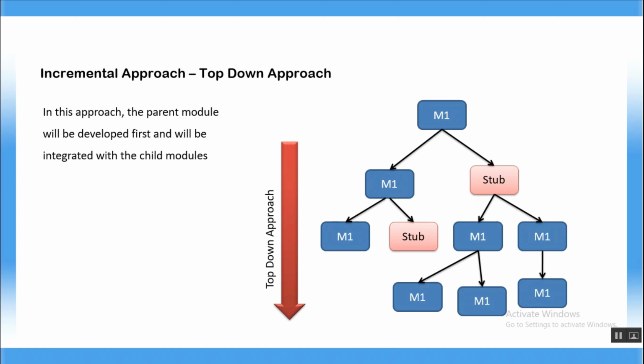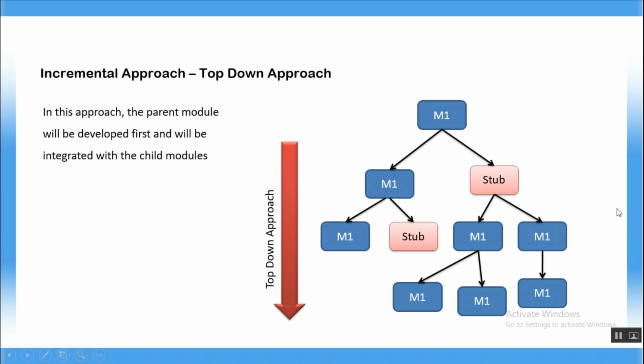Here on the right side in the image, you can see suppose the topmost M1 module is developed and the rest of the modules are not yet developed. And after some time, the dependency modules, which are in blue color, are also developed. And the modules which you see in the pink color are not developed. Then we'll simply replace those particular modules with the stub, so that the entire module is ready and we can start testing this. This is called the top-down approach.